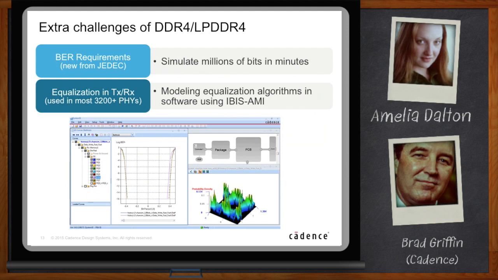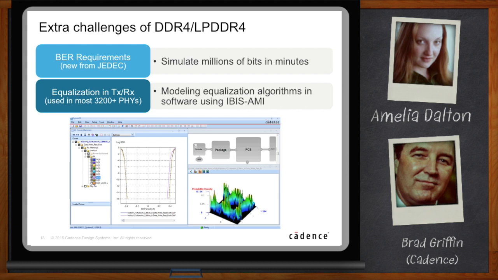This whole Moore's law, getting twice as fast, and we're really kind of butting up against the edge of it with parallel buses and DDR4 and LPDDR4. LPDDR4 actually has a 300 millivolt swing. It's becoming very challenging. And so there's new things that JEDEC specification has put in place. And one of them is bit error rate.